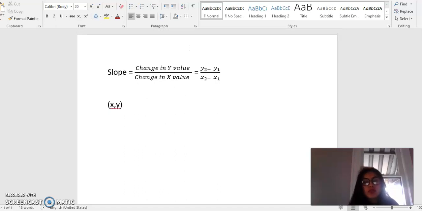Again, referencing slope equals change in y value over change in x value, or y2 minus y1 over x2 minus x1. And recalling that the first point is my x and my second point is my y.